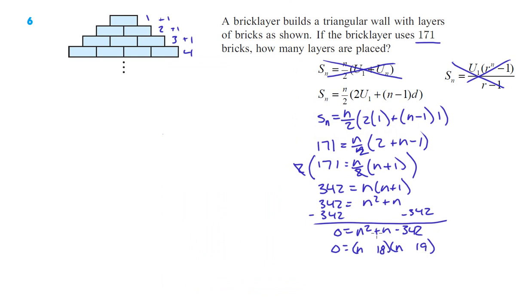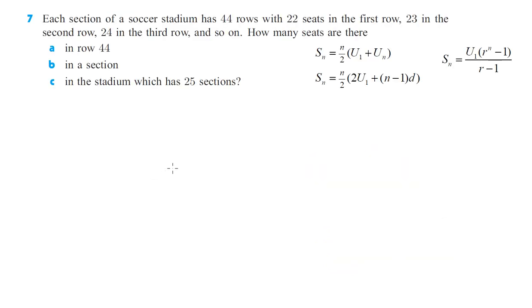These two factors have to add up to positive 1, so I know it's going to have to be positive 19 and negative 18. So n is going to either equal 18 or negative 19. It doesn't make sense to have the negative 19th term, so let's go with n equals 18. That's all it's asking for, how many layers of bricks are going to be placed. It's going to be 18 layers of bricks. Let's move on to the next one, number 7.